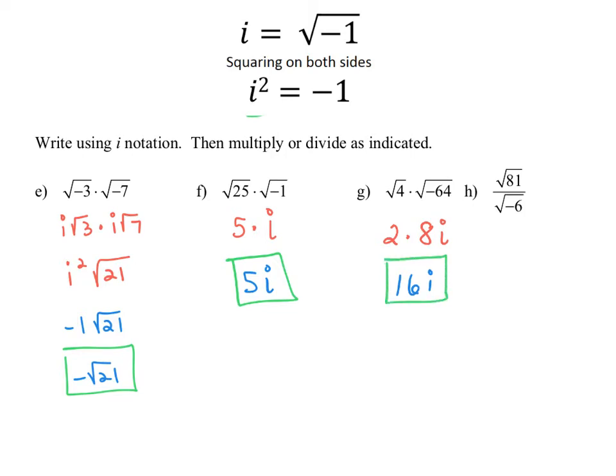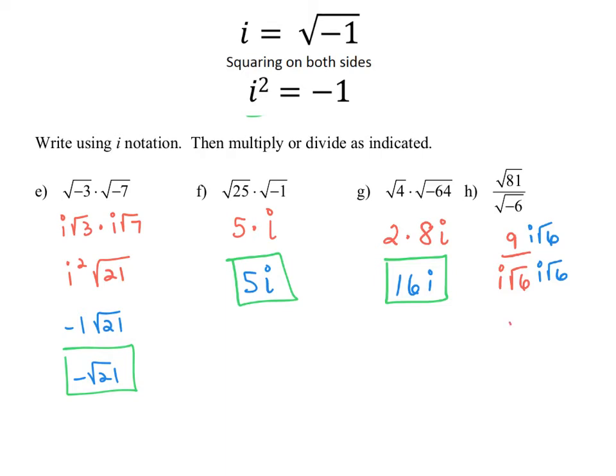In example H, we have the square root of 81 divided by the square root of negative 6. I'm going to first write it using i notation, and then we're going to rationalize the denominator. So in our numerator, the square root of 81 is 9, and in the denominator, the square root of negative 6 can be written as i times the square root of 6. Now, when we rationalize the denominator, we're going to multiply the numerator and the denominator by i times the square root of 6.